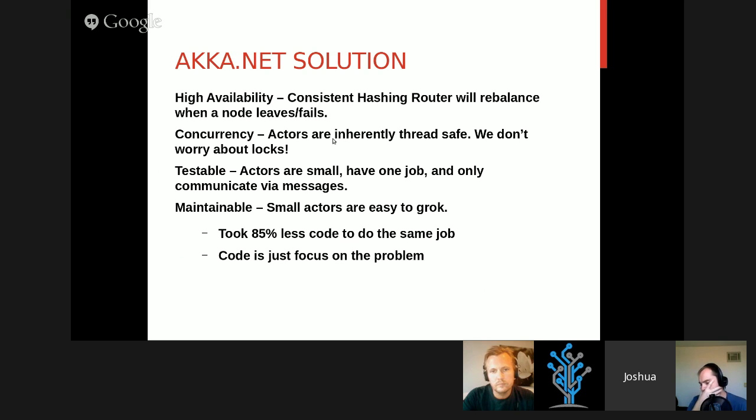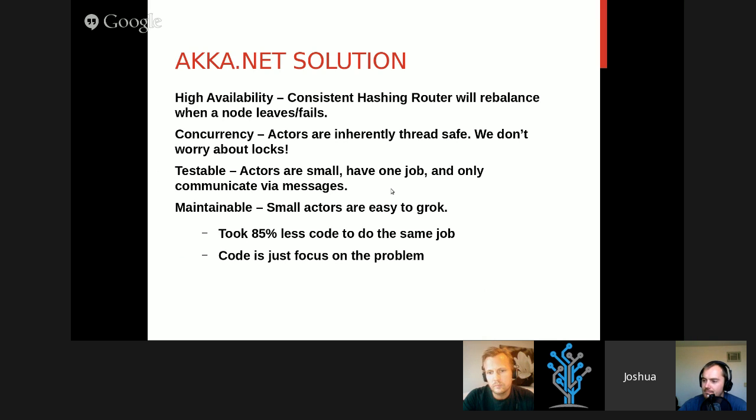It helped with testability. Our actors are small, have only one job, and they communicate with each other via messages. So messages in, messages out, it's very easy to test what they do and what they're supposed to produce.